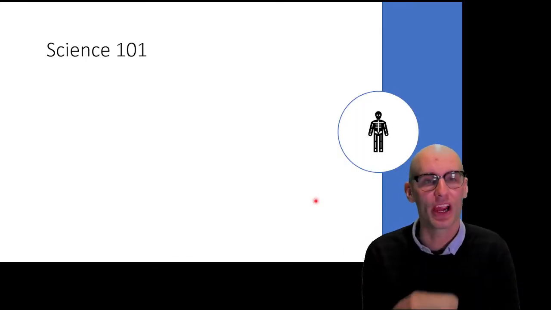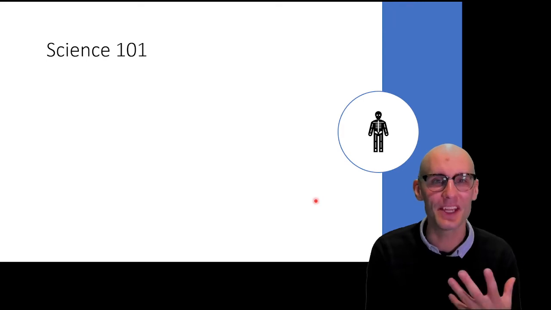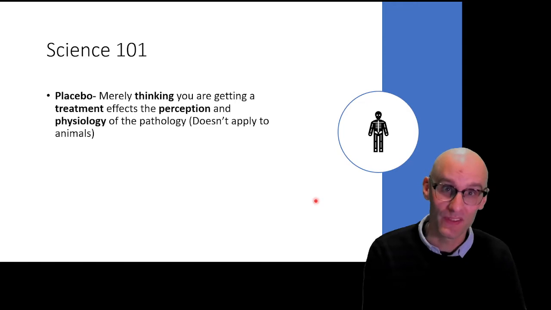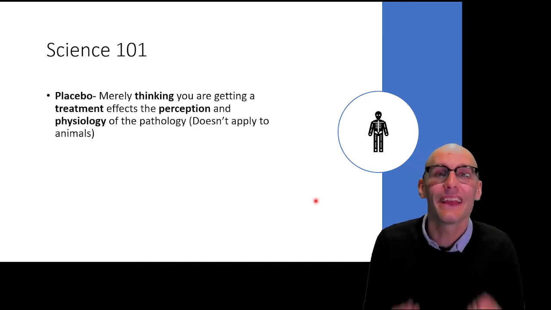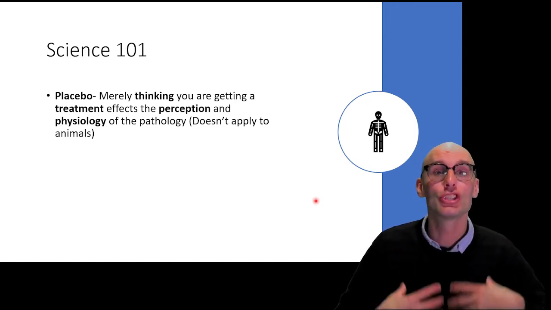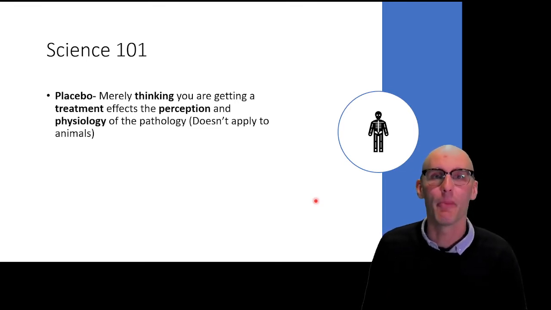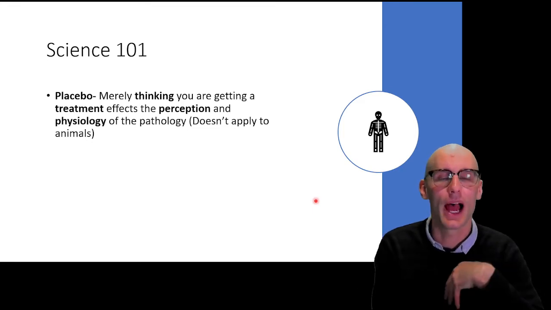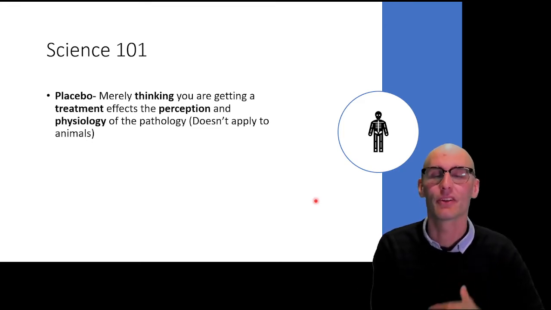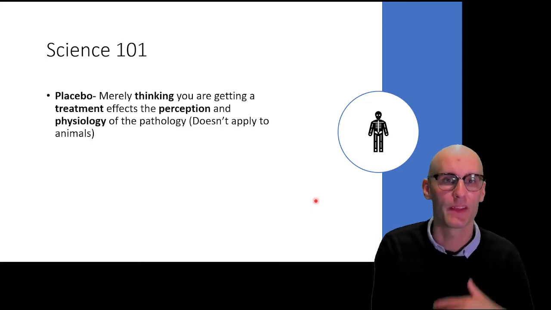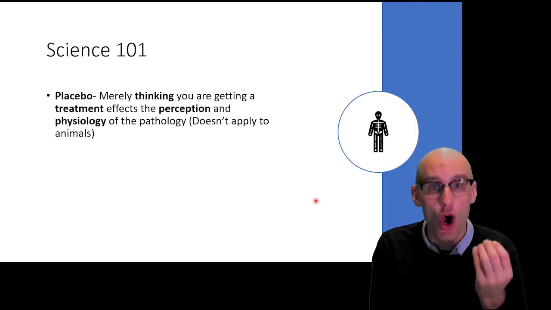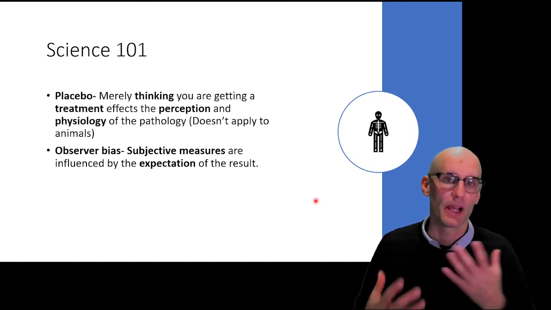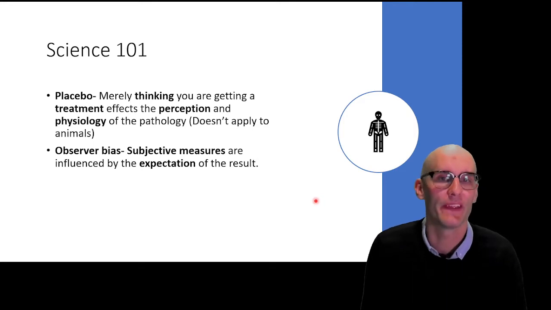In the previous video, I covered some of these Science 101s, these fundamental principles of science that I think are really critical that everyone understands. First of all, the placebo effect: merely thinking you're getting an efficacious treatment will change your perception of the disease and might actually make you feel better. When measures are subjective, very large things can be influenced by the placebo effect, your expectation of treatment. There's observer bias, which is that subjective measures measured by scientists and doctors can be influenced by the expectations of the results.